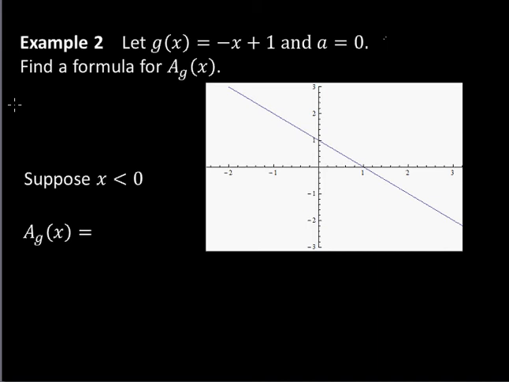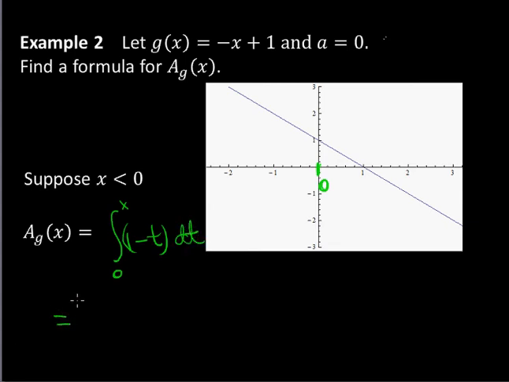So another example, if g of x is minus x plus 1, or 1 minus x, and a is 0, we're always given a function and a value for a. So a is equal to 0 here, and we know that our function A sub g of x, according to the definition, you should know this definition, is the integral from a to x, and now I need to call this a function of t, g of t dt, so it would be 1 minus t dt.